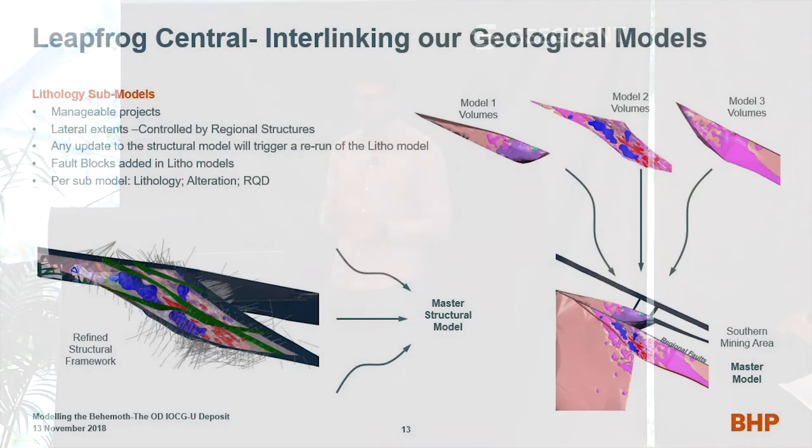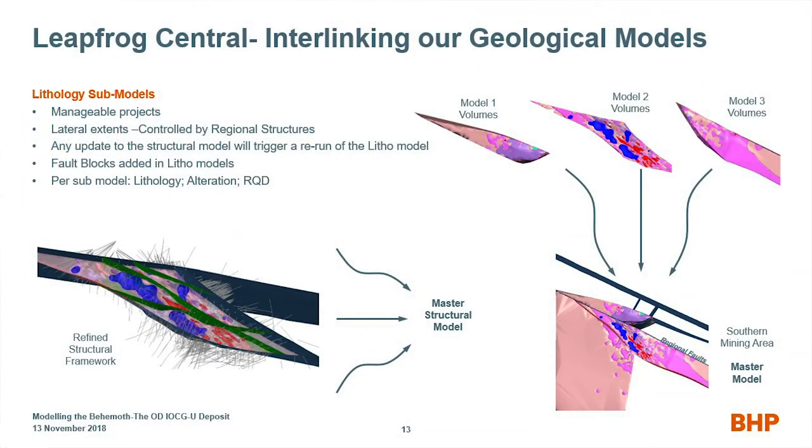So logically, following on from our structure, we start modeling our lithology. We model within a fault block. Sorry, within a model, we start creating our localized faults, those green lines or surfaces in the submodel. Conversely, once we model these surfaces in a submodel, they flow back to the structural model so that the structure all remains in the same location.